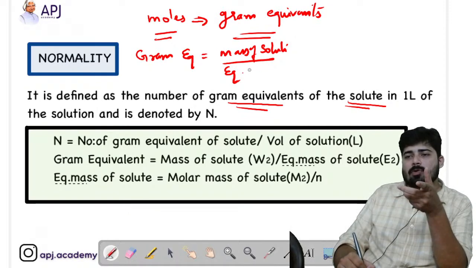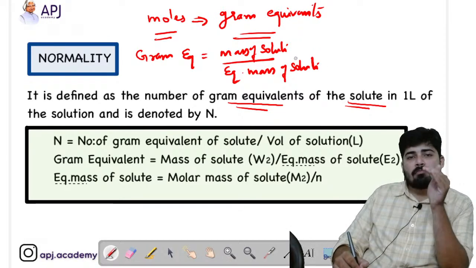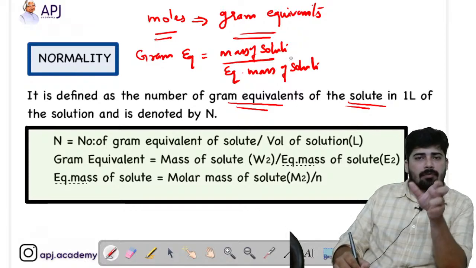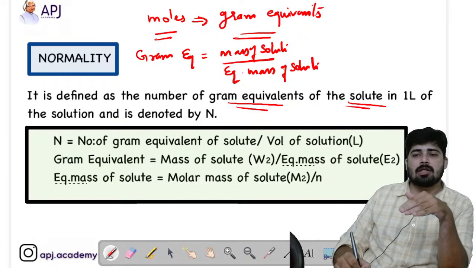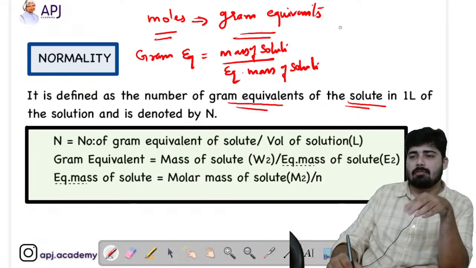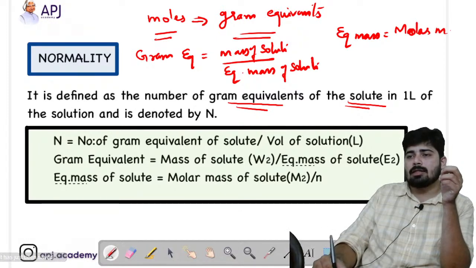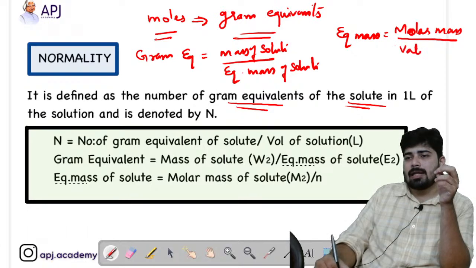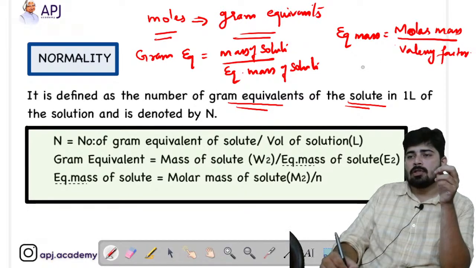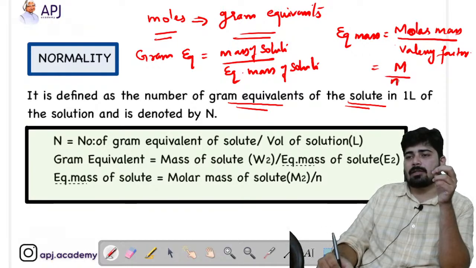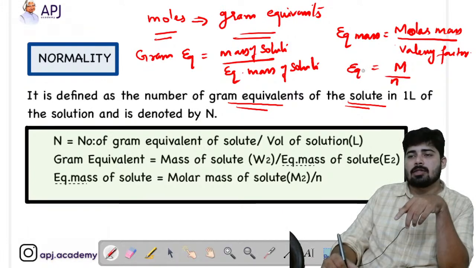So it is also similar to number of moles, right? How do we find the number of moles? We find the number of moles by mass of solute divided by molar mass of solute. Here we are using mass of solute divided by equivalent mass of solute. So now the equation is simple. We only have to understand what equivalent mass is. Equivalent mass is equal to molar mass divided by valency factor.